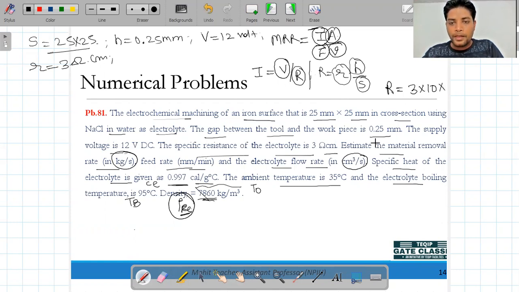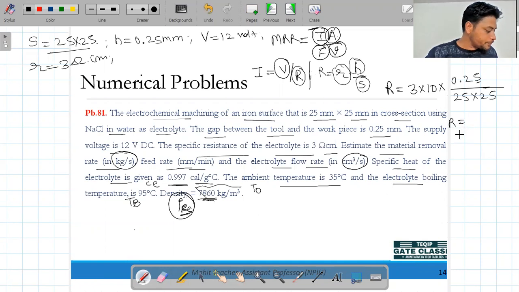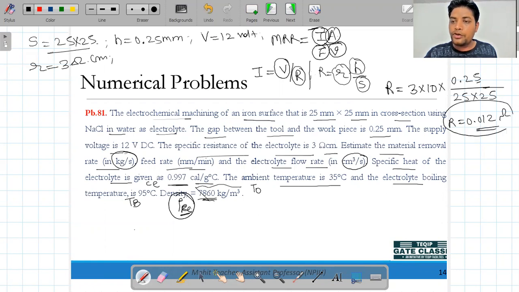H is the gate, and that is given, 0.25 mm, upon the surface area, and the surface area is 25 into 25, in mm square. So from this we can get the value of R, and the value that I am getting is 0.012 ohm. This is the value of R, meaning the gate resistance.